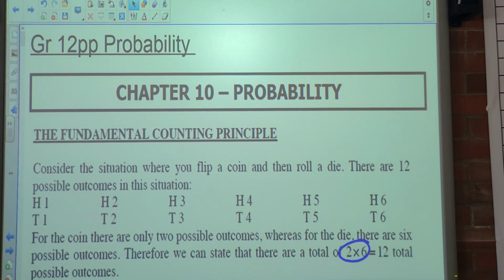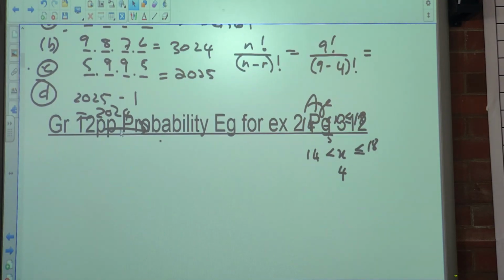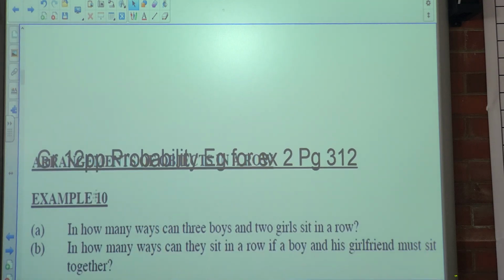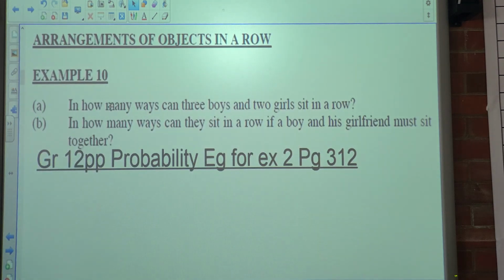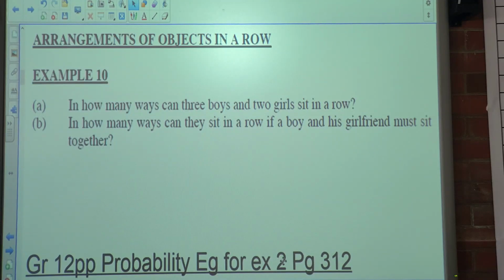So today we're looking at probability. Third lesson dealing with the counting principle, okay? Today we're looking at arrangements of objects in a row. Arrangements of objects in a row.